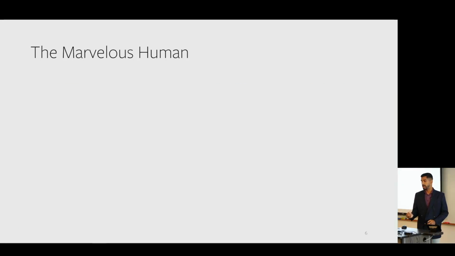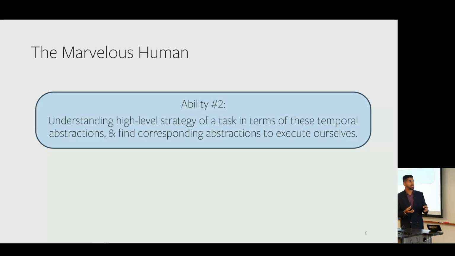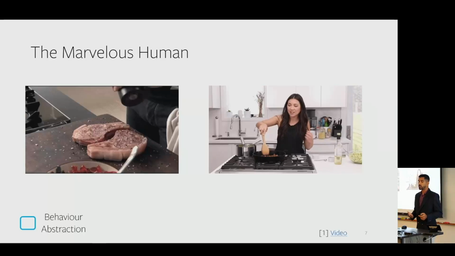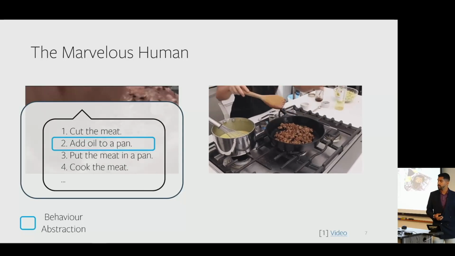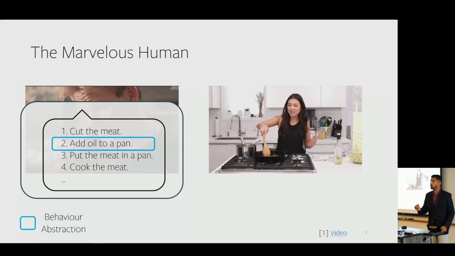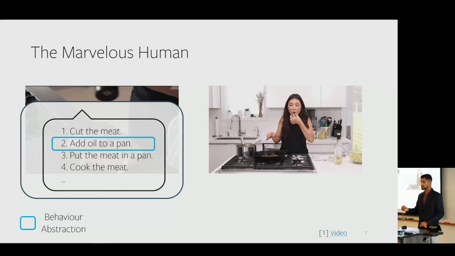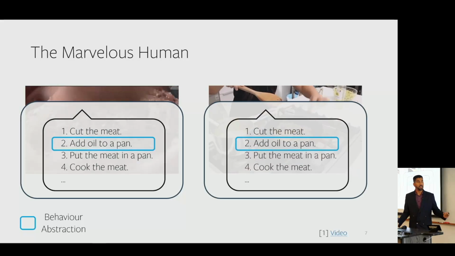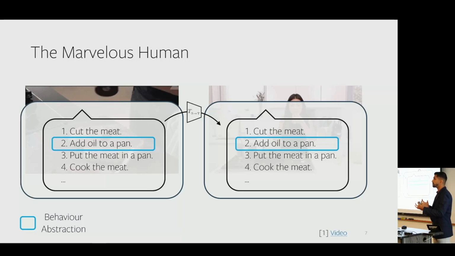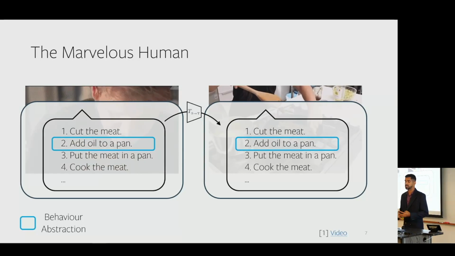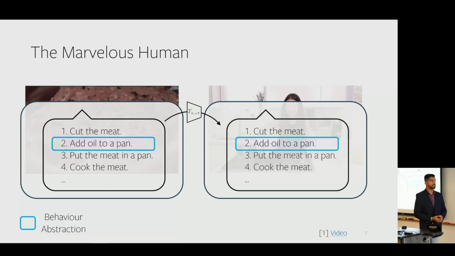There's another ability that people have that enables them to imitate demonstrators so well. It's the ability to understand high-level strategies of a task in terms of temporal abstractions and find corresponding abstractions for themselves to execute. So let's go back to our cooking example to see what this looks like. You have a demonstrator who's executing some sequence of skills, and a person watching this and trying to learn from it is able to recognize this sequence of skills and find a corresponding set of skills for themselves to execute. So there's this notion of some kind of correspondences or mapping between the skills that a demonstrator executes and the skills that a learner executes.